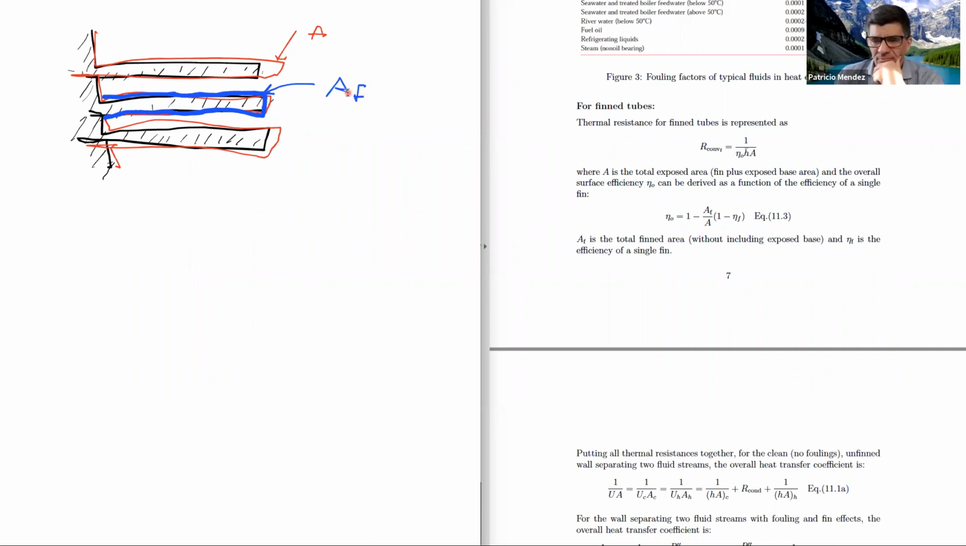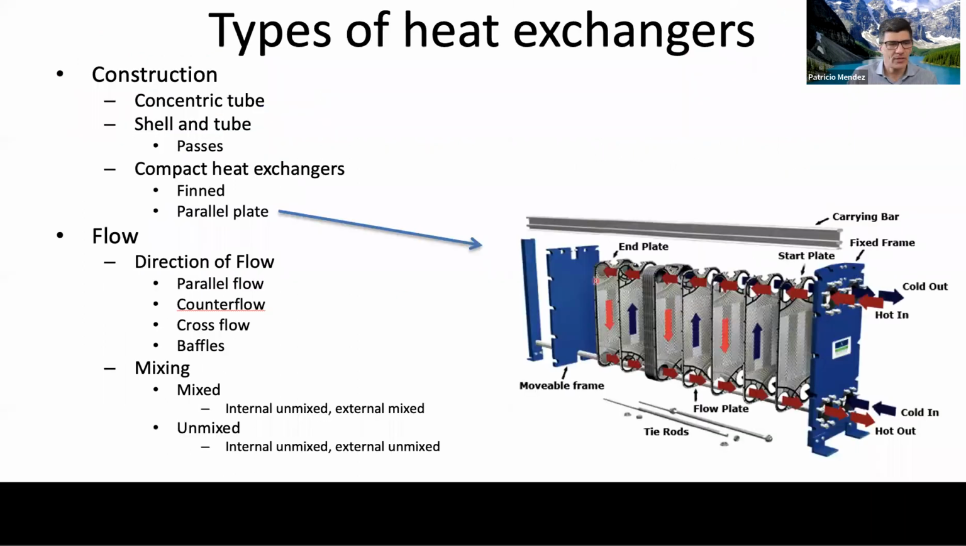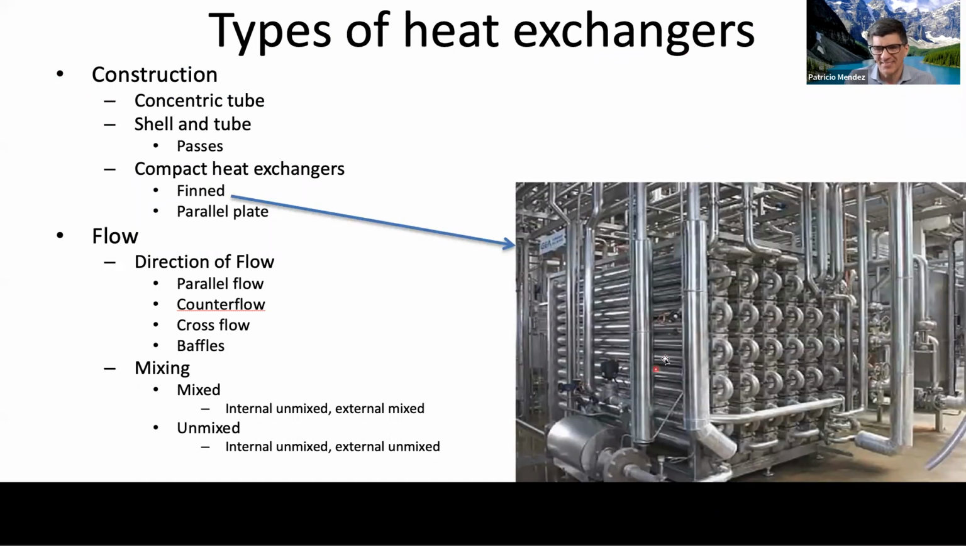So based on this, now we can use these formulas and the tabulated values of fin efficiency to calculate a ridiculously complex heat exchanger, such as this one here. Doesn't it look crazy? But we know now what to do, and we have everything tabulated to do it, right?